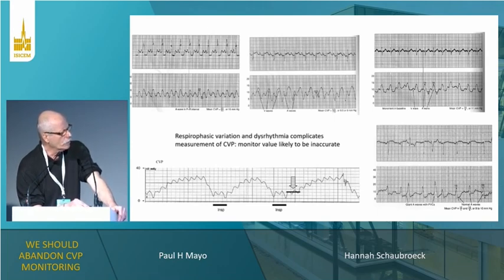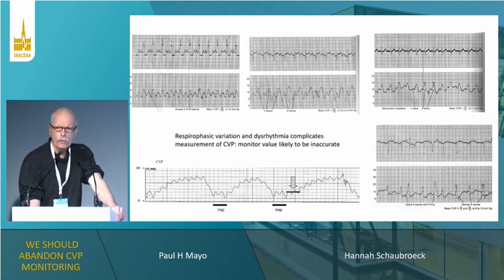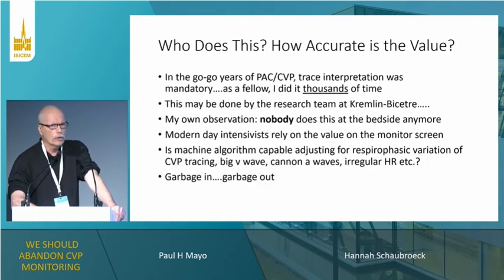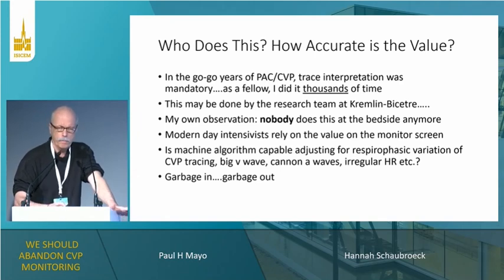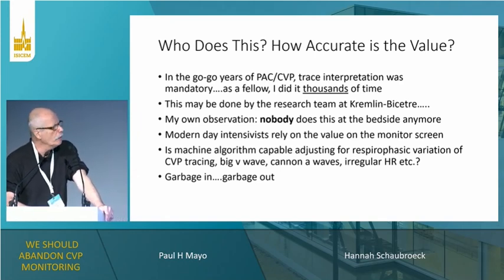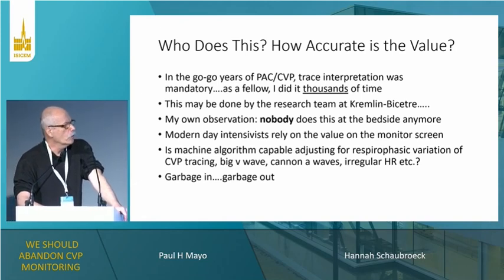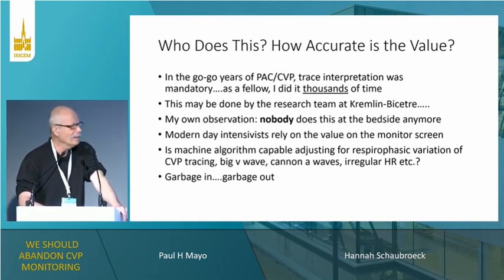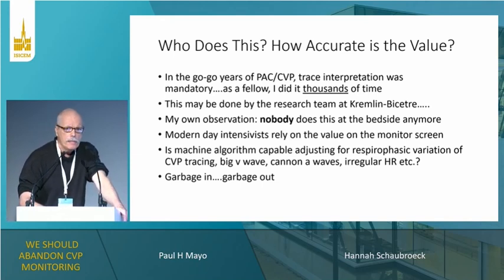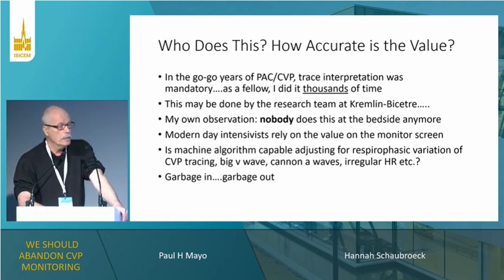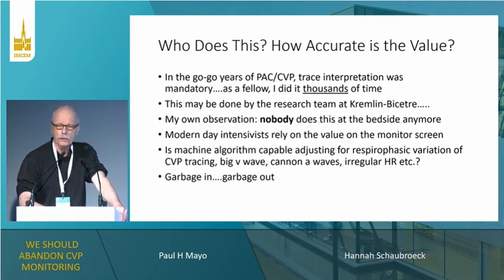As soon as you have dysrhythmias, you really have to know what you're doing. This cannot be done in any automated way, all right? And therefore, in the go-go years of PAC and CVP, when I grew up, trace interpretation was mandatory. I was literally required to do it thousands of times during training. This may be done by Teboul's team, but in my own observation, and I see a lot of unit teams at work, nobody does it because they're in the mud.